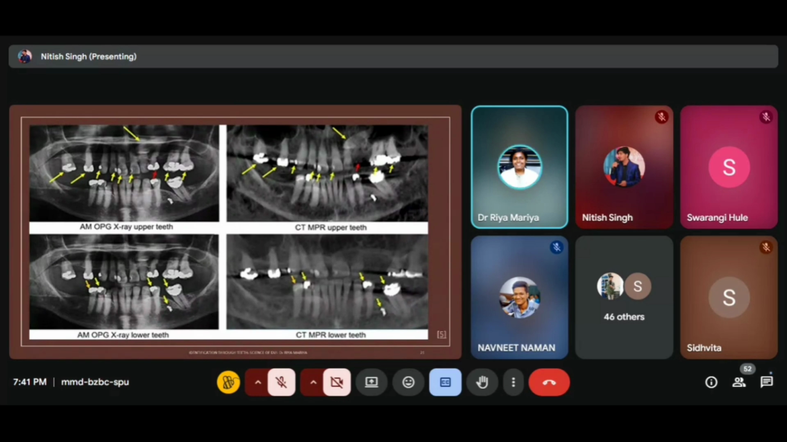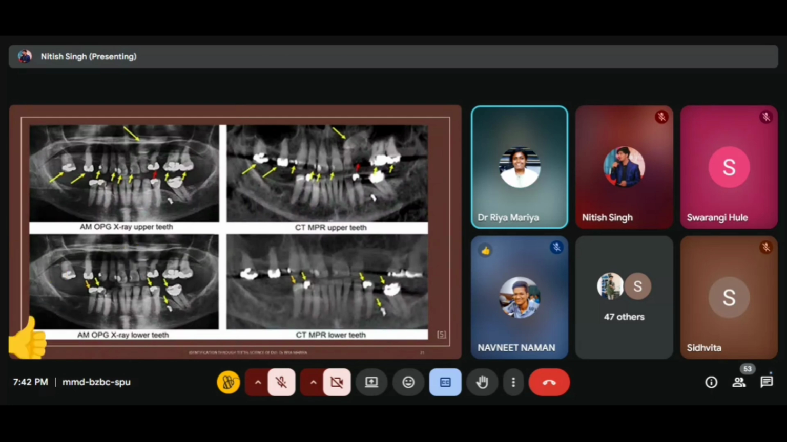Okay. Just have a look at the yellow arrows only. Yellow arrows indicate the corresponding, particular corresponding tooth with the dentist. Okay? Fine. Then focus on the red arrow.